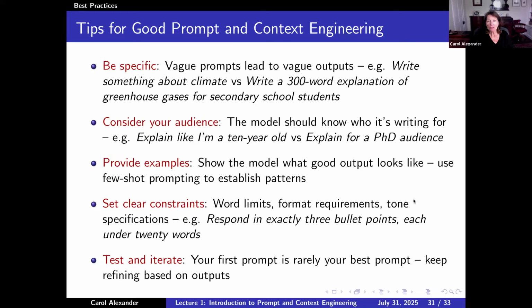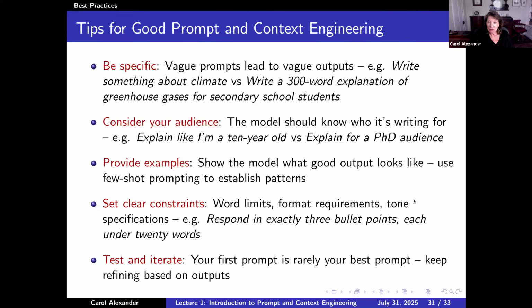Tips for good prompt and context engineering. First of all, be specific, but also be concise. Vague prompts lead to vague outputs. Write something about climate versus write a 300-word explanation of greenhouse gases for secondary school students, right? You know you're going to get a much more targeted and focused response. Make sure you consider your audience always. Explain like I'm a 10-year-old or explain for a PhD audience.